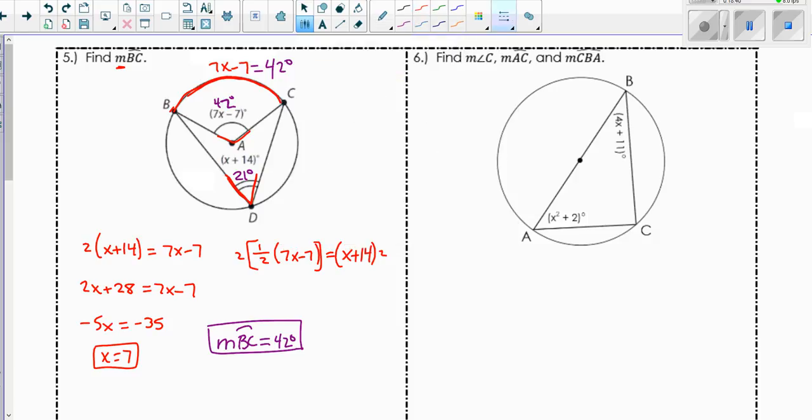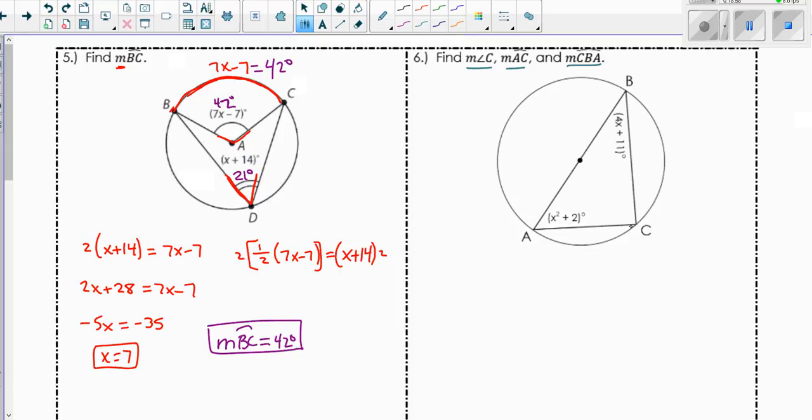Alright, in this next problem, we want to find 3 things: the measure of an angle, the measure of an arc, and the measure of an arc. Again, notice that they're not arc lengths, it's a measure. Well, the only way that I'm going to figure out anything is if I can figure out what x is, which means I need to set up an equation. I cannot set these equal to each other. I cannot assume that they're the same.